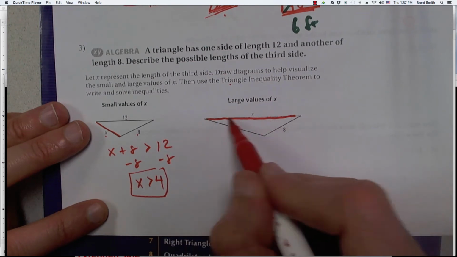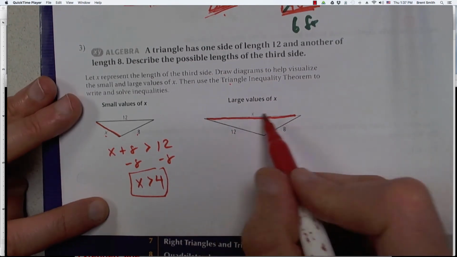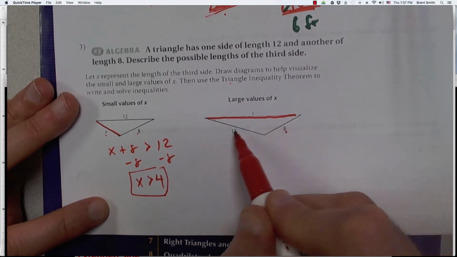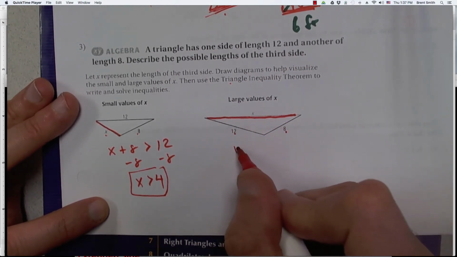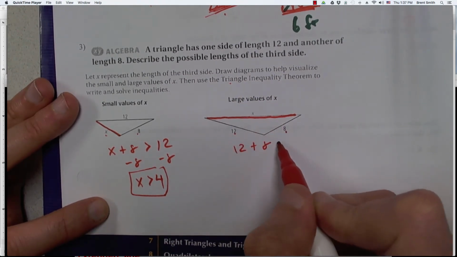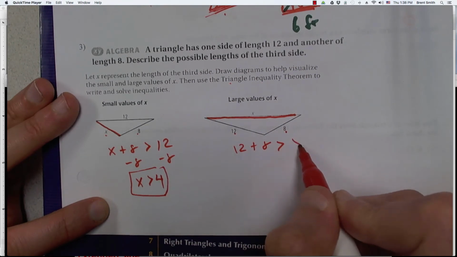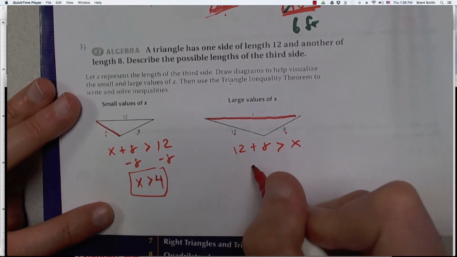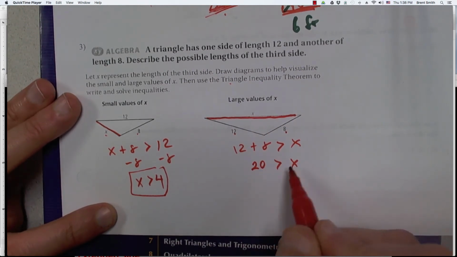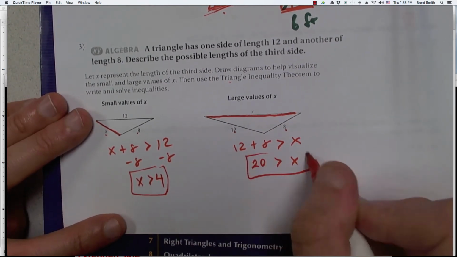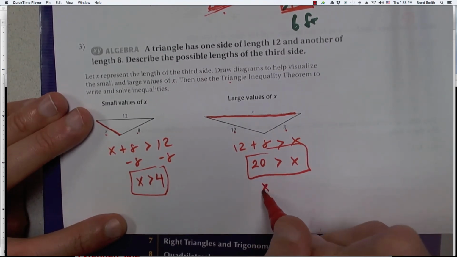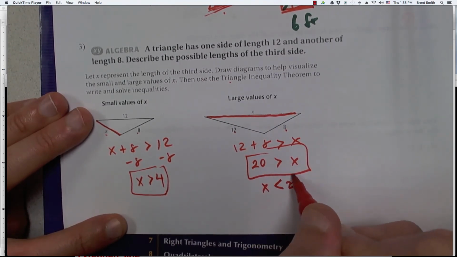On the other hand, the unknown side could be the largest side, in which case we have to make a different inequality. So we'd say that 12 plus 8, the two small sides, so x is the larger side now, 12 plus 8 has to still be, again, by the triangle inequality theorem, greater than the third side, in this case, x. We combine that, so 12 plus 8, so 20, must be greater than x. So here's our two constraints. x has to be bigger than 4, and yet 20 has to be bigger than x. Often we write that as x has to be less than 20.